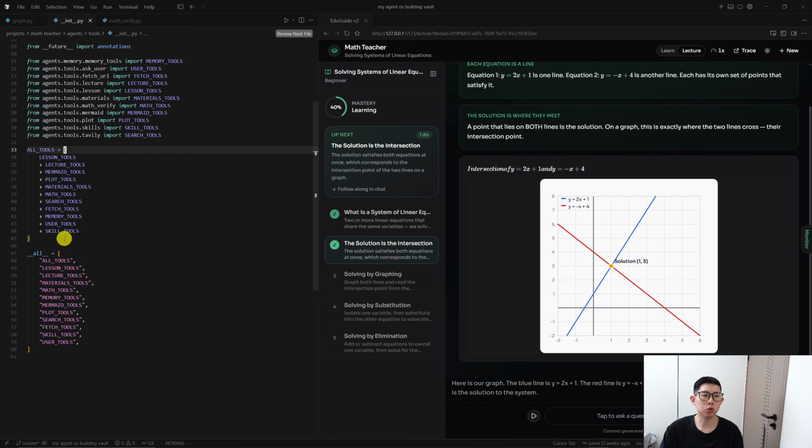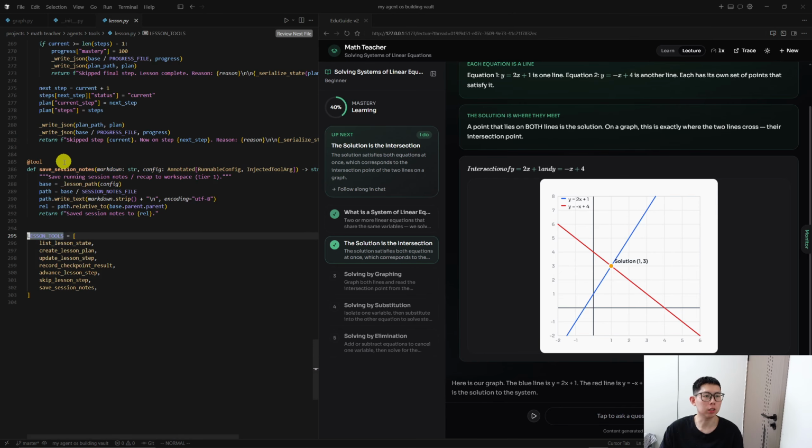Here's a collection of tools for the math teacher to create the lessons and lecturing. First, we look at the lesson tools in here. It's a list of lecture control, lesson control. You have list lesson state, which is for it to understand the learner's level before creating the lesson plan. And you have other update, record, advance, and skip and save the lesson. That's all the tools in here.